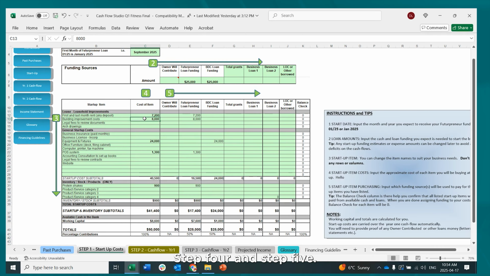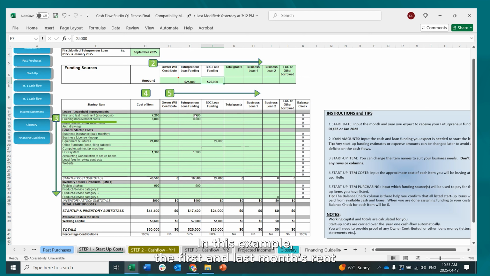Step 4 and Step 5. In Step 4, once you've filled in all of your items, again, feel free to disregard any items not relevant to you. You go on to Step 5. The next step is to go across and show which set of funds you will be taking it from. In this case, we have two sources of funds, Futurpreneur and BDC. It doesn't matter which one you take it from as long as there are sufficient funds.